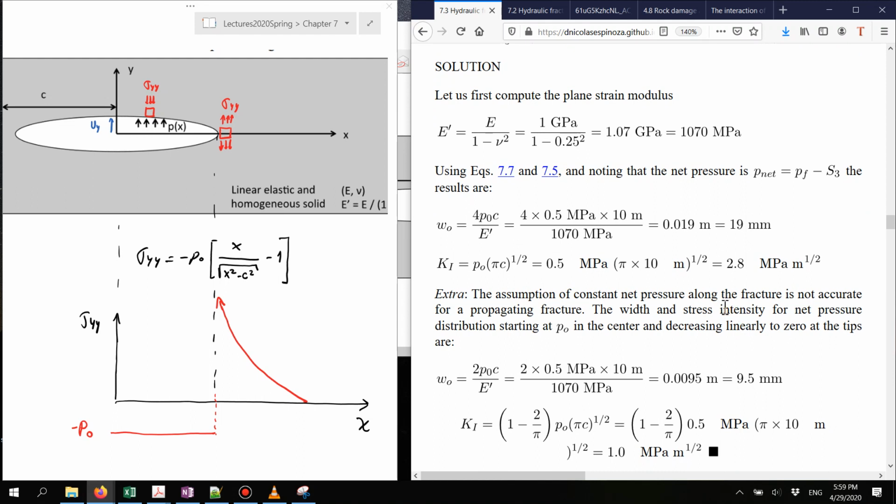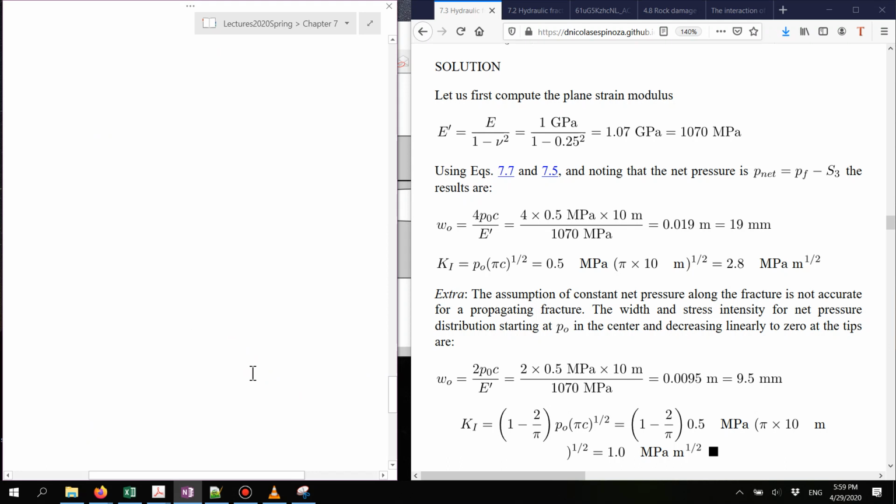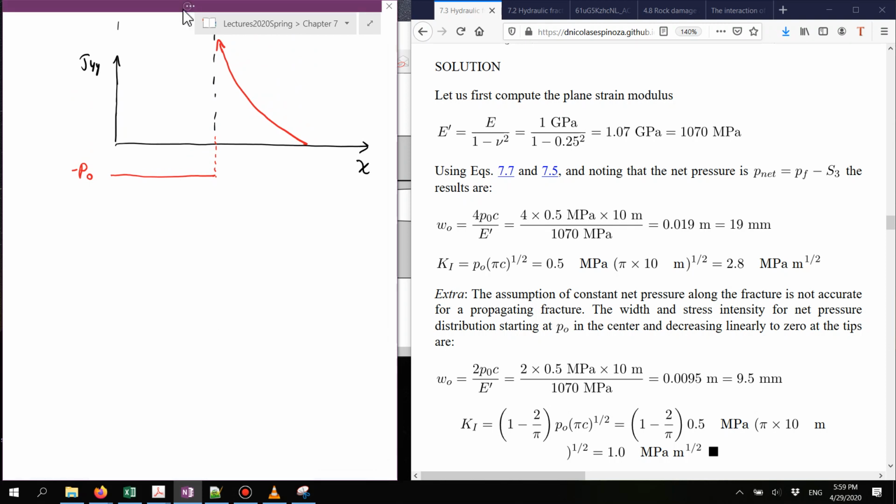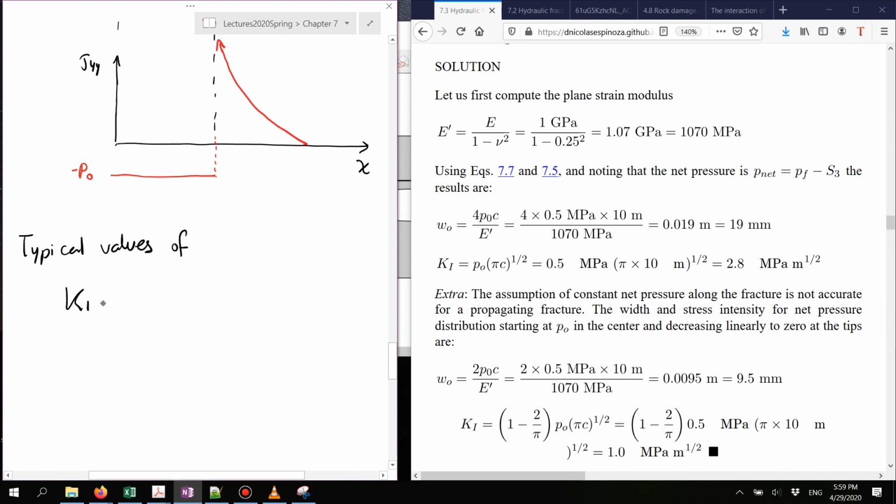Typical values of the fracture toughness are around 1 MPa per square root of meter. So let me write this down over here. Typical values of fracture toughness are in the order of 0.2 to more or less 1.5, we could even say a maximum of 2 MPa times square root of meter.